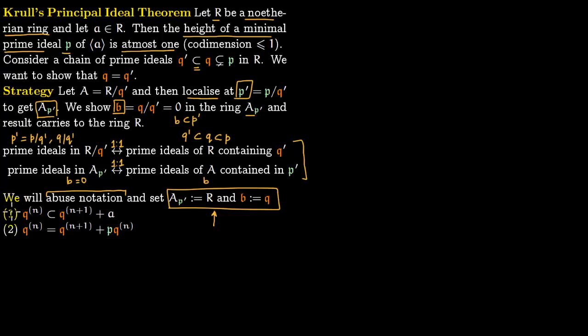So we will prove these two results: that the symbolic power of Q is contained in the symbolic power of Q to the n plus 1 plus A, and this A is coming from here; and the symbolic power of Q to the n is equal to Q to the n plus 1 plus P times the nth symbolic power of Q, and this P is precisely this prime ideal. Given these two, we can prove our theorem, and then we will prove these 1 and 2.